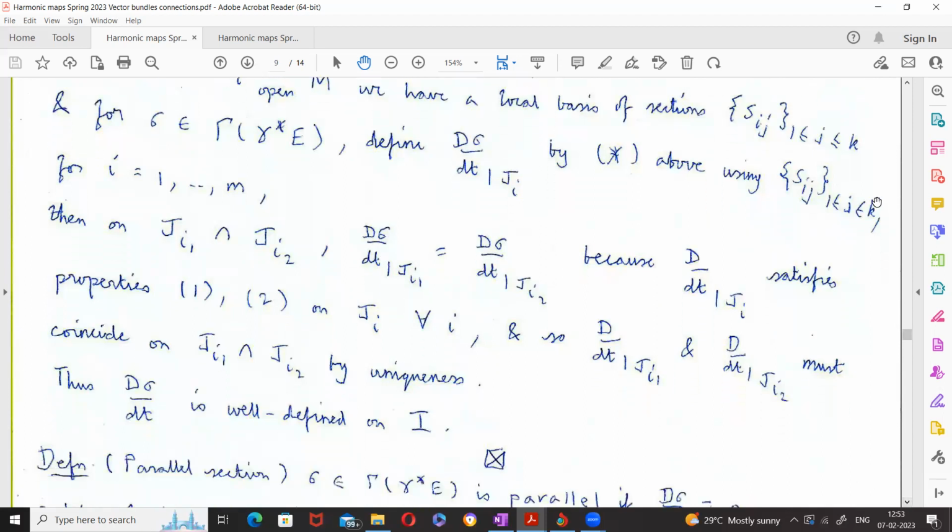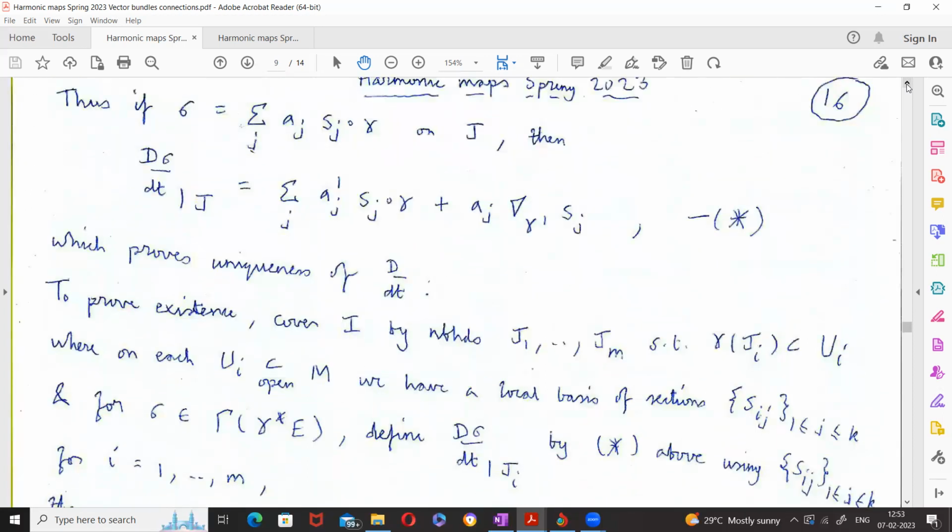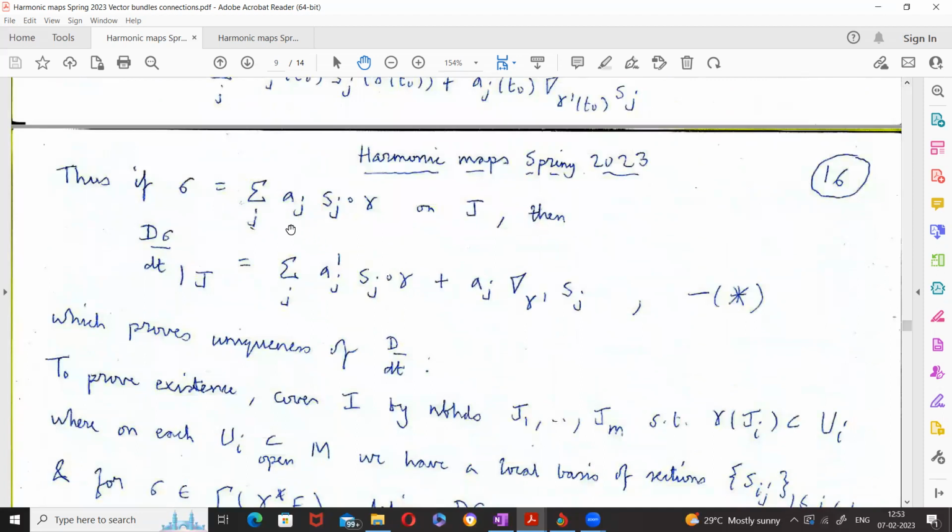Is this clear? Yes, sir. Okay. So with respect to a local basis, this covariant derivative is given by this formula. Okay. All right. See, the point is that these functions aj are not functions on the manifold. They are functions on the interval I. Or, well, on a subinterval J of I.